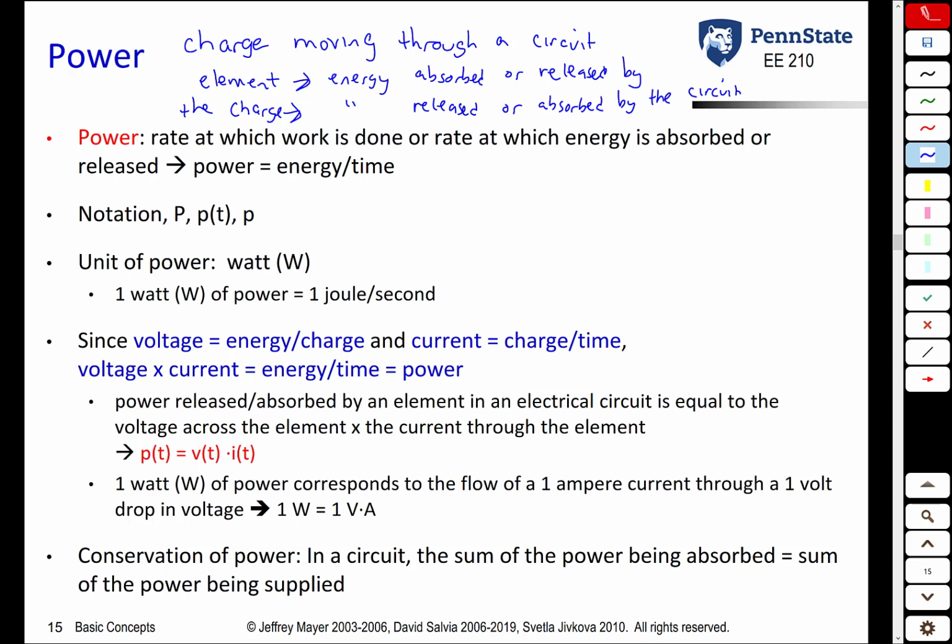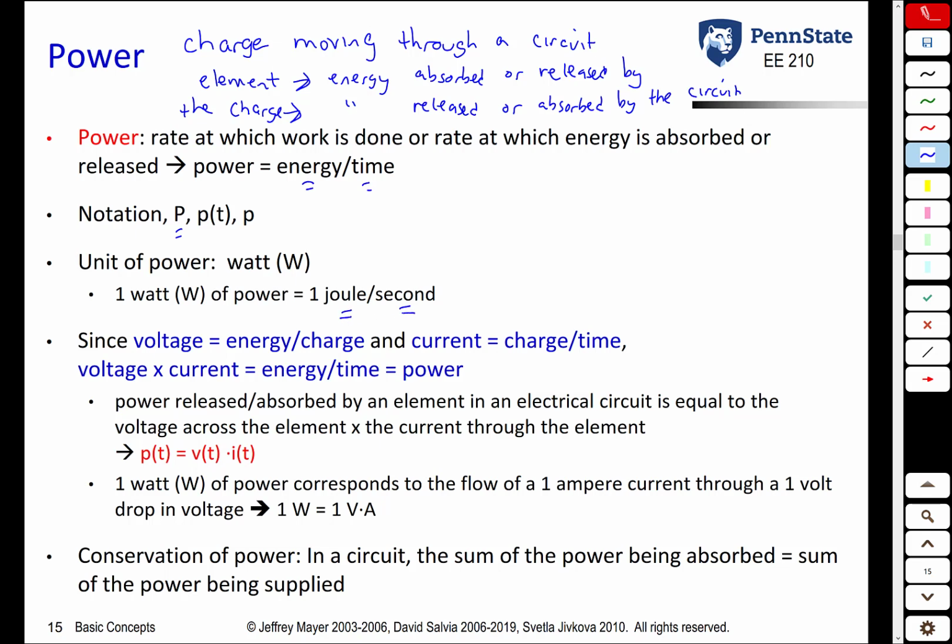Power, as you might remember from your first physics course, is the rate at which work is done or the rate at which energy is absorbed or released. So power is energy over time. Power has the abbreviation P, once again, capital P meaning a constant power, lowercase p meaning a power that varies with time. The unit of power, as you remember, is a watt. So 1 watt is 1 joule per second. Energy over time, 1 joule per second.